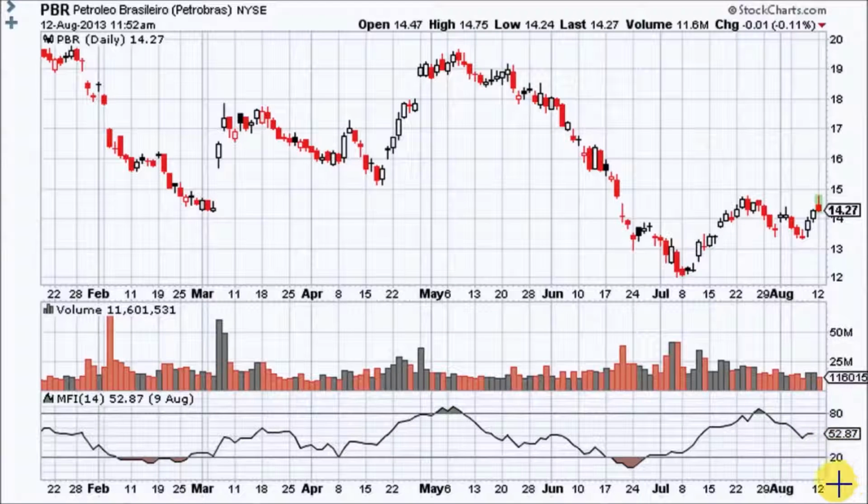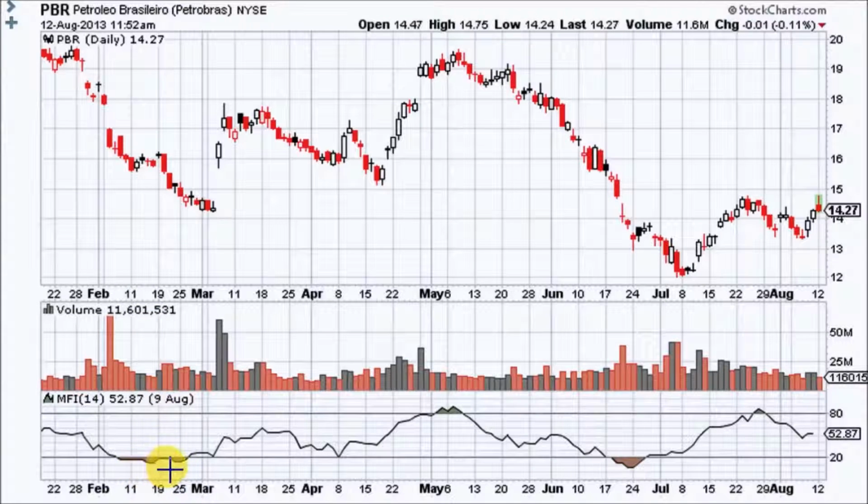Now this indicator ranges from 0 to 100 and is very good at identifying overbought conditions above 80, close to the 90 range or so, and oversold conditions below the 20 line in the 10 area. So let's take a look at some of the signals this MFI has given on this chart.